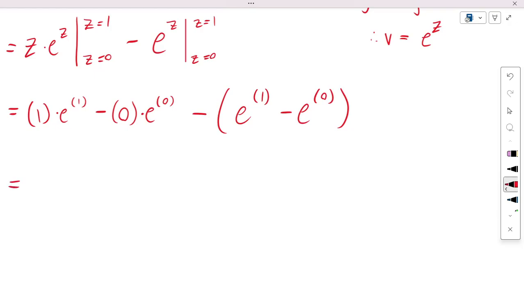Okay. Now we're just going to simplify over here. What we know over here, this 1 times e to the 1, this is just going to be e to the 1, but we don't really need to write the power of 1.